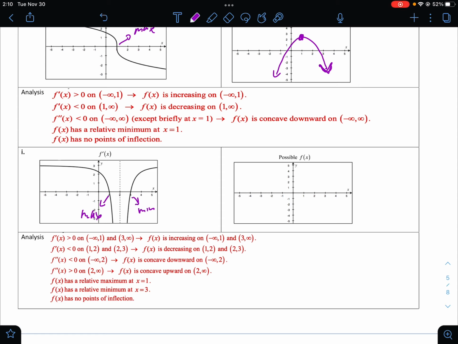Okay. The slope of the derivative is always negative here, so that part should be always concave down. And then always positive here, so that part should always be concave up, which means there would be a point of inflection here, but there's no points. So that's not going to exist. There's not going to be a point of inflection at that point.